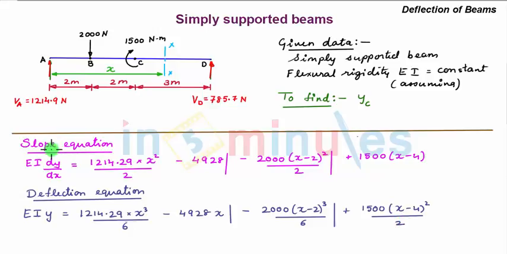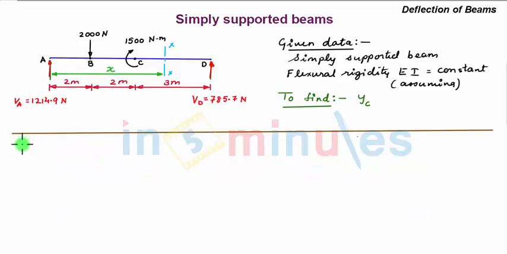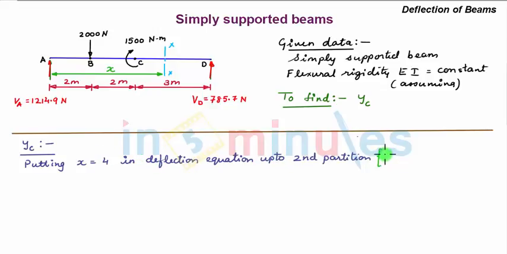So we can move towards finding your deflection at point C. Now we see that point C is at distance x equal to 4 meter. So by substituting x equal to 4 meter in your deflection equation, we can get the value of yc, which is deflection at point C. So now we find out your yc. Now putting x equal to 4 in the deflection equation up to second partition, since we know the equation up to second partition is valid between point B and C.